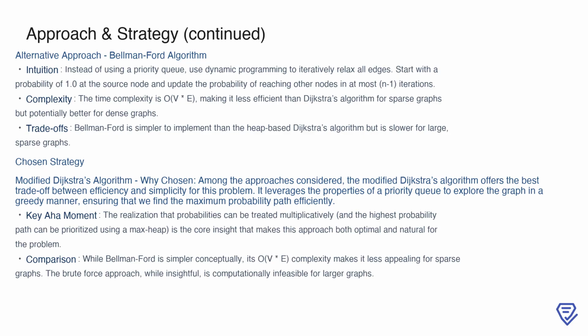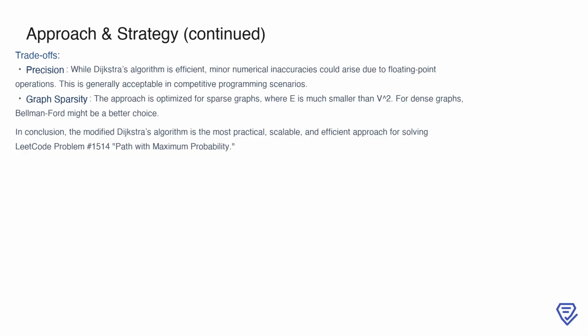While it's conceptually simpler and avoids the need for a max heap, the slower runtime for large, sparse graphs makes it less appealing. Ultimately, we choose the modified Dijkstra's algorithm as the preferred strategy because it provides the best balance of efficiency and simplicity for this problem. The key insight here is leveraging the multiplicative nature of probabilities and using a max heap to prioritize the most promising paths. Like any algorithm, the modified Dijkstra's approach comes with trade-offs.